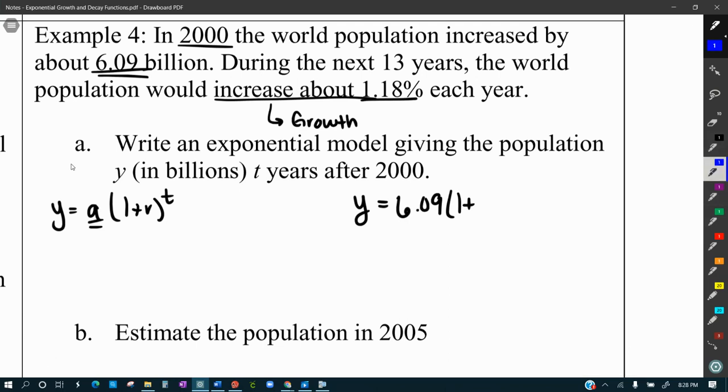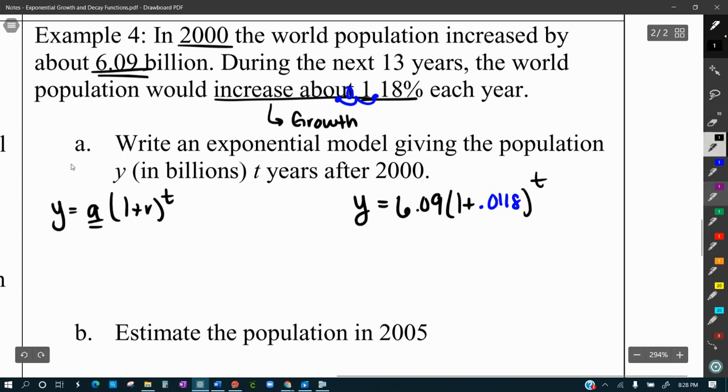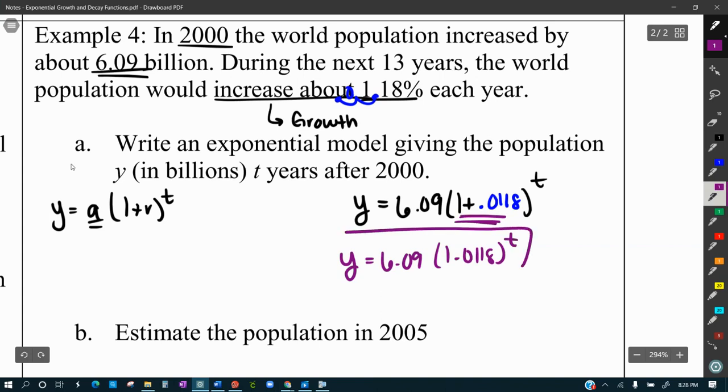We can never use a percent as a percent. We have to change that percent over to a decimal. So we take the current decimal place and move it 2 times to the left to make it into a decimal. So it's really 0.0118 that we are working with. So all we need to do now is simplify this inside. So we have y equals 6.09 times 1.0118, because that's what happens when you add these two together, to the power of t. So here is the model that represents this situation.